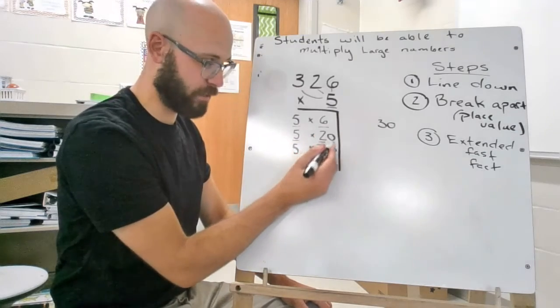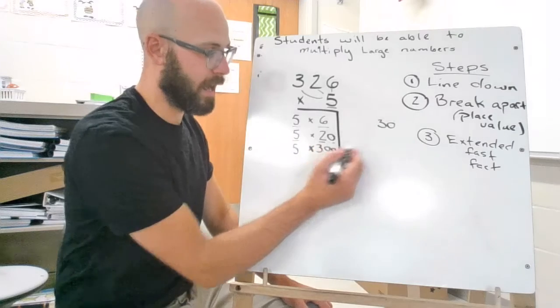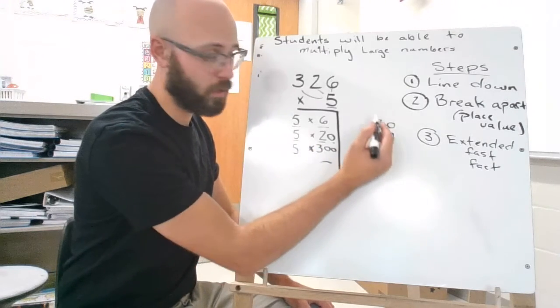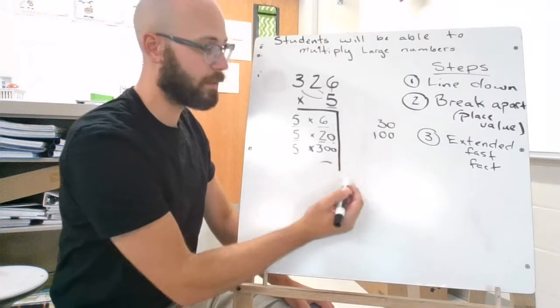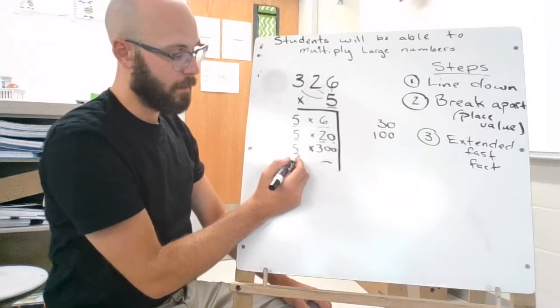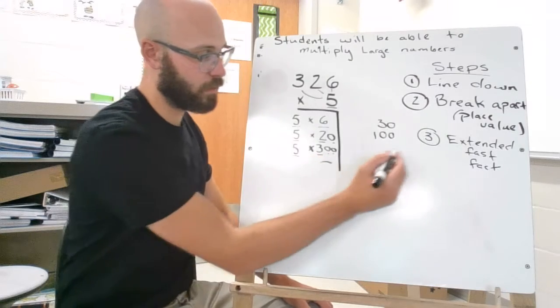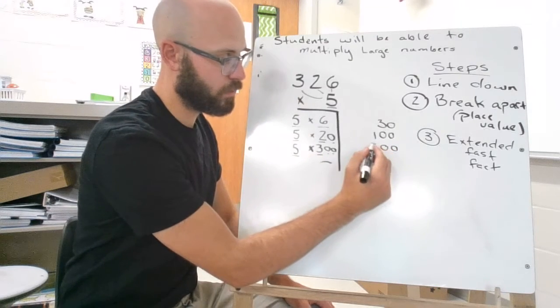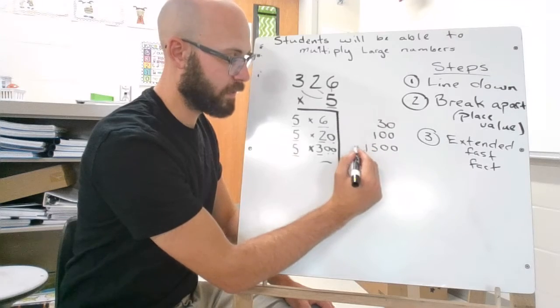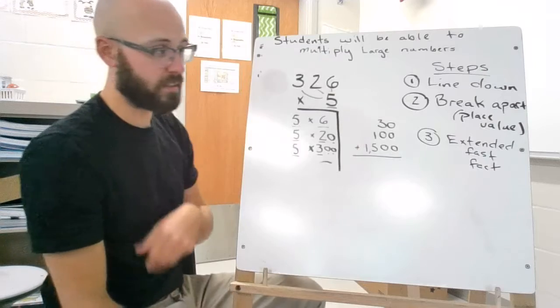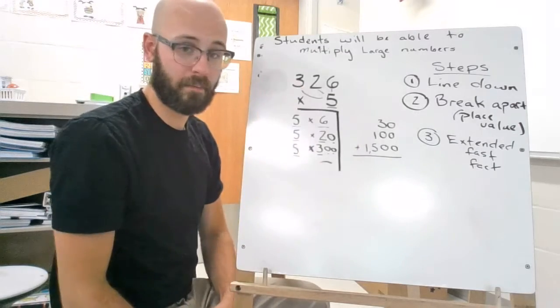5 times 2, add a 0. So 5 times 2 is 10, and add a 0. So 10, add a 0. I've lined up the 1's place value, and now I've lined up the 10's, and the hundreds will be lined up, because I know I'm going to add these together at the end. 5 times 3 is 15. Add 2 zeros. All right, 15 and 2 zeros. Once again, I've lined up all my place values, and I've answered all of the extended fast facts that were given to me.